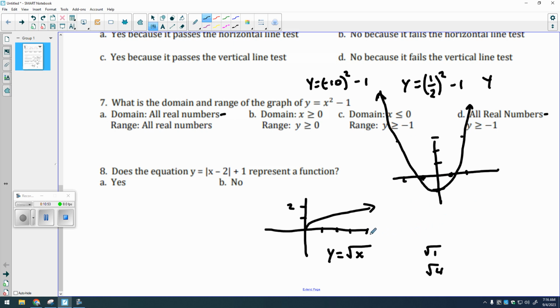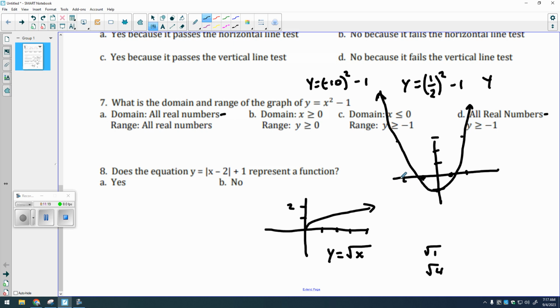Something weird happened. There's no bottom. There's nothing down here. There's no way I'm going to get a negative number out of here, and there's nothing over here. What is my domain? What x values does this graph pass through? Meaning, what x values have a y value associated with them?